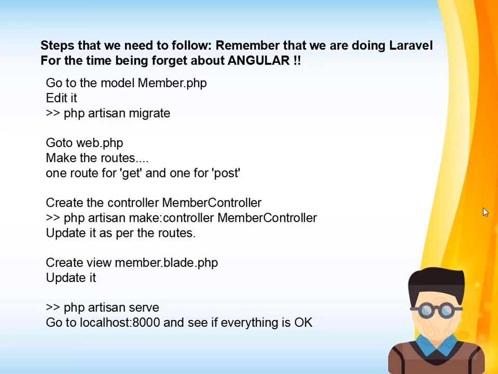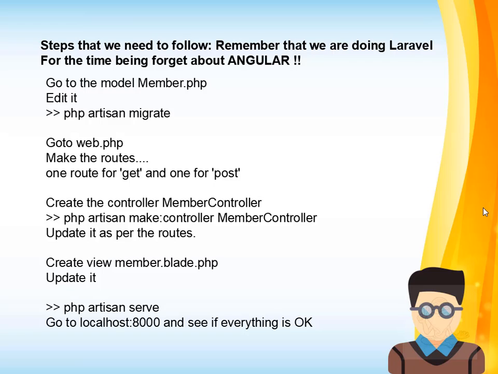Go to web.php under the routes folder. Make the routes, one route for get and one route for post. Create the controller, MemberController: php artisan make:controller MemberController. Update it as per the routes. Create the view member.blade.php and update it. Finally, php artisan serve. Go to localhost:8000 and see if everything is okay.